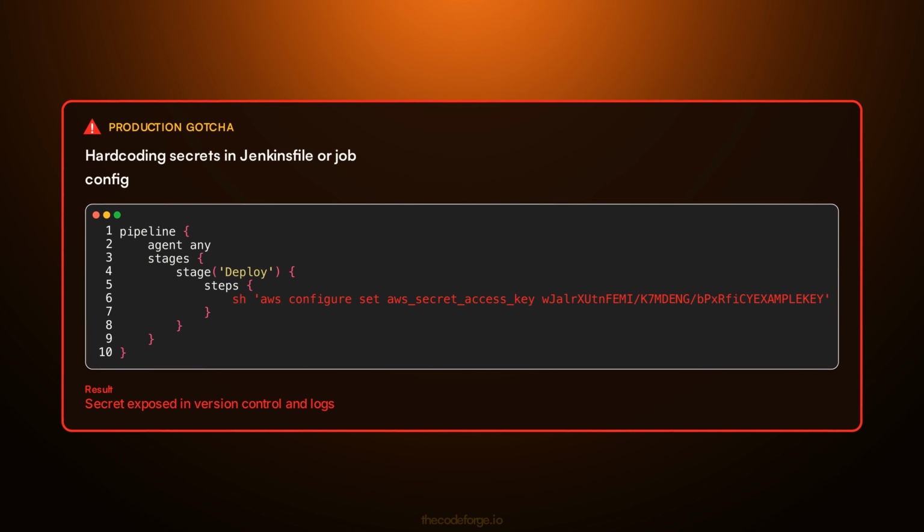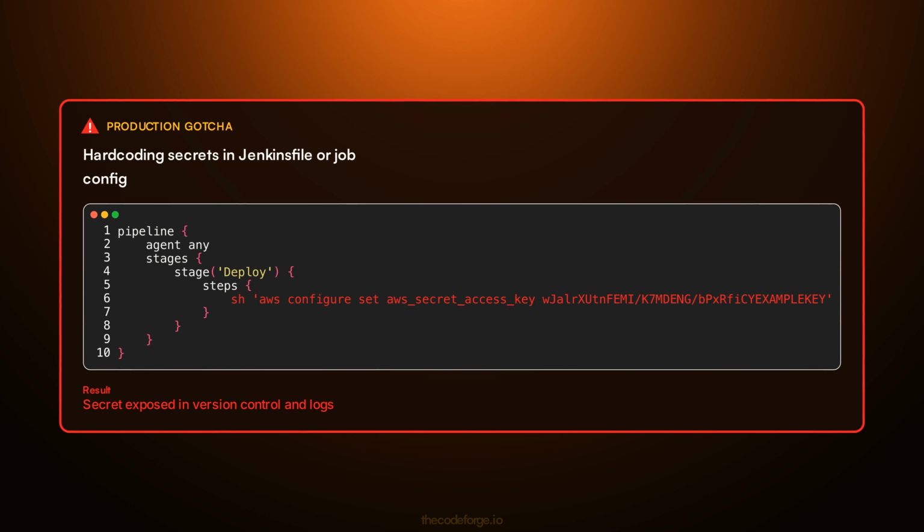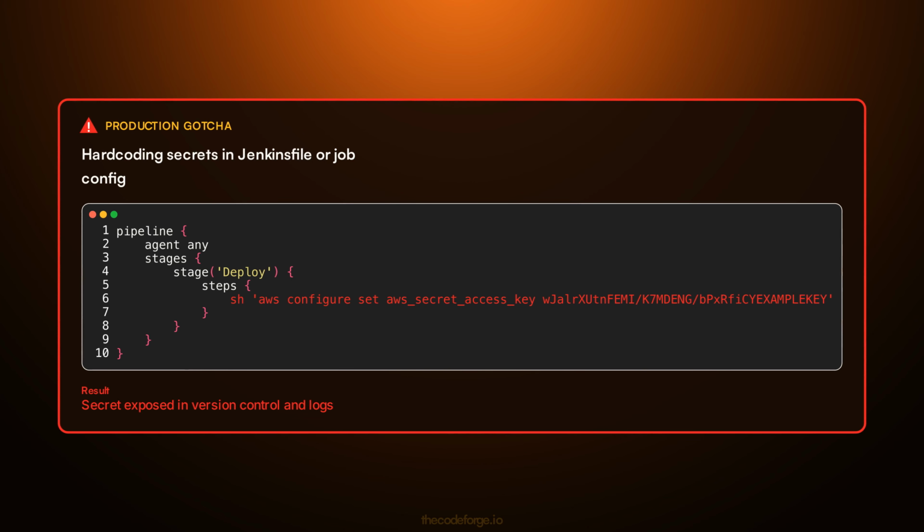Hard-coding secrets directly in a Jenkinsfile exposes them to anyone with access to the repository or build logs. This is the mistake that led to the $80,000 incident. Always use the credential store instead.